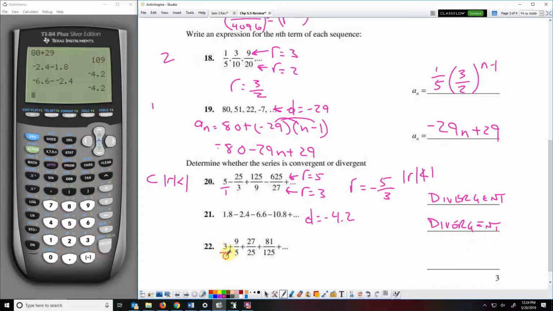And this last one looks like the numerator is multiplying by 3 and the denominator is multiplying by 5, so r is 3/5. So the absolute value of r is less than 1, so it is convergent.